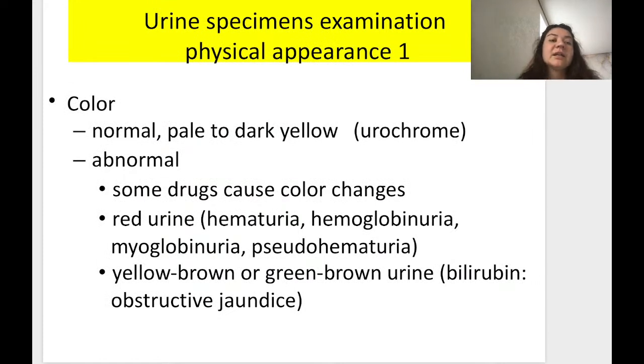By color, urine can be normal, pale, or dark yellow, like urochrome. It can be abnormal due to some drugs that can cause color changes. It can be red urine, most often due to hematuria, hemoglobinuria, myoglobinuria, or pseudohematuria. I will say a little bit more about it later. It can be yellow-brown or green-brown urine due to bilirubin, for example, in obstructive jaundice.